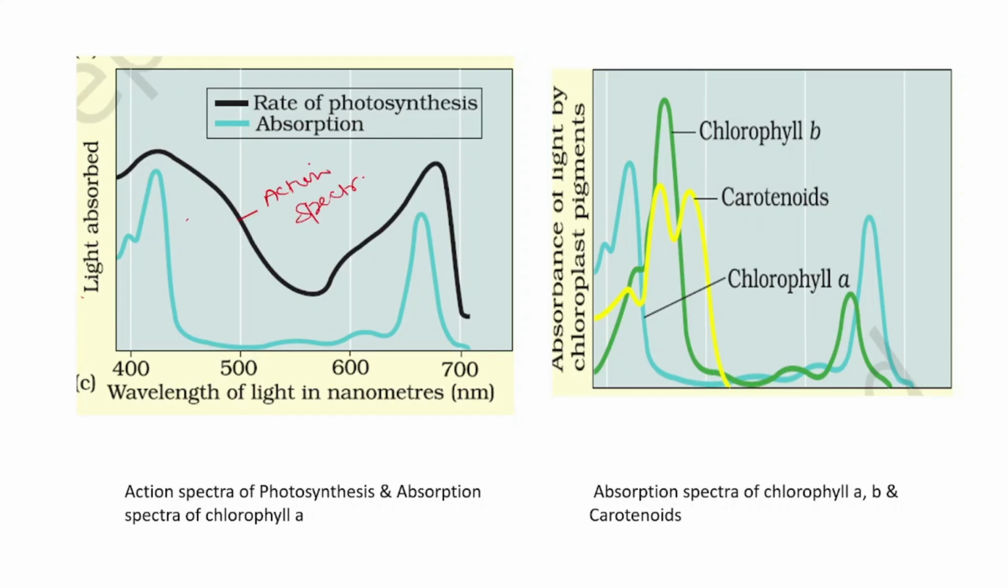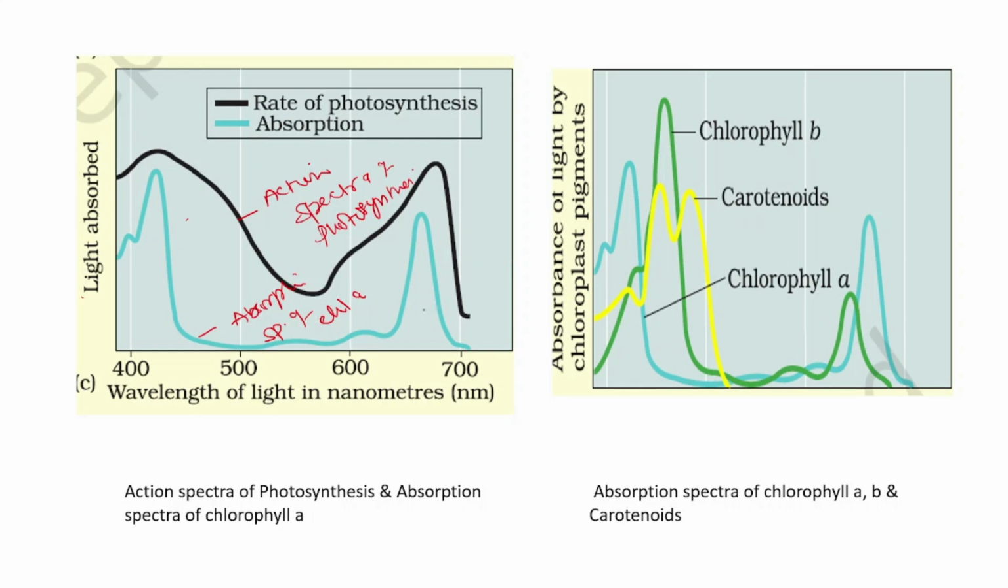This is the action spectra of photosynthesis, and this is the absorption spectra of chlorophyll A. So the question asks, why do the action spectra of photosynthesis not overlap the absorption spectra of chlorophyll A? Students, remember that the action spectra shows which wavelengths are more effective for photosynthesis, while the absorption spectra of chlorophyll A shows only the wavelengths absorbed by chlorophyll A. If chlorophyll A were the only pigment involved, both the graphs would match perfectly. But plants have helper pigments too.